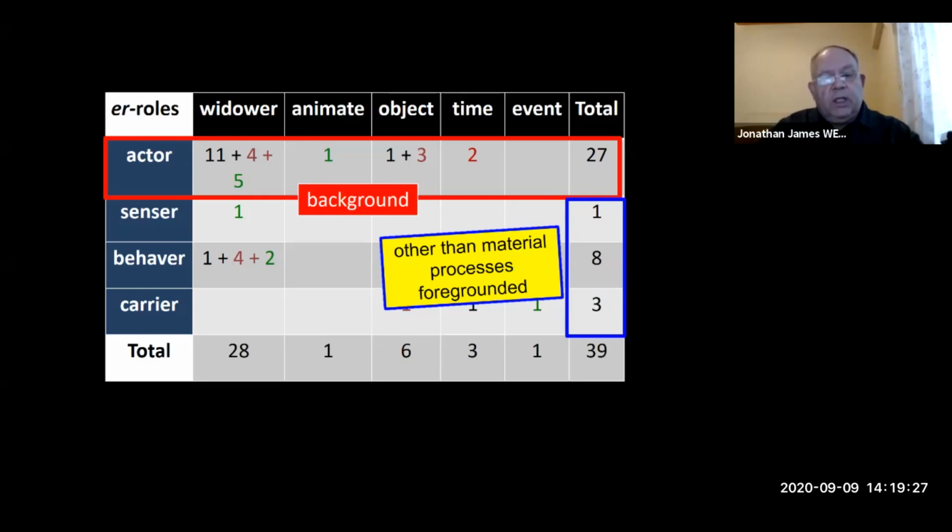So again, what is the background? The background is what occurs like that forest of trees. And what is foregrounded is anything else that occurs. So the sensing, the behaving, the relating, those are foregrounded.